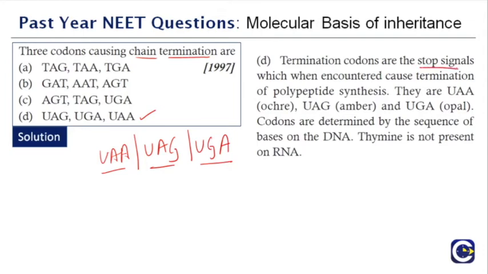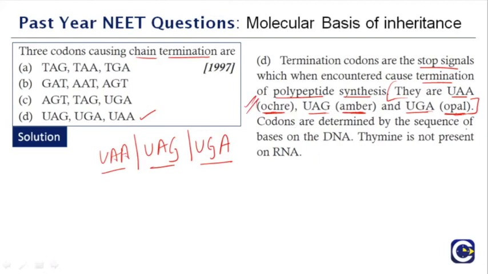Termination codons are the stop signals which, when encountered, cause termination of polypeptide synthesis. These are UAA, also called ochre, UAG, amber, and UGA, opal. Definitely from this solution you should remember ochre, amber, and opal. If you remember the way I have been trying to tell you, UAA, UAG, UGA, then ochre, amber, opal. Ochre, amber, opal. So definitely remember this.